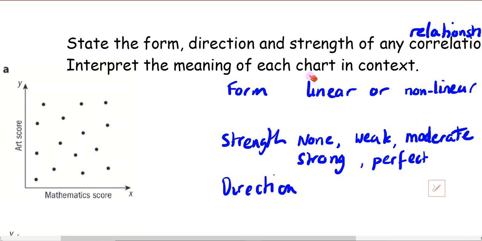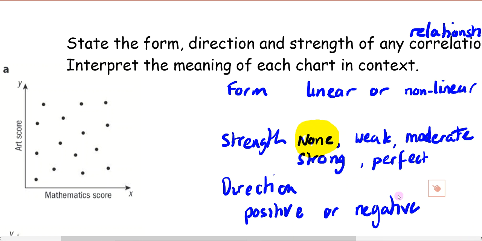Alright? So to be honest, as soon as we've got there is no relationship, everything else is kind of null and void. We don't then say we have a linear no relationship. That makes absolutely no sense. The one thing we haven't mentioned yet is direction, which could be positive or negative.